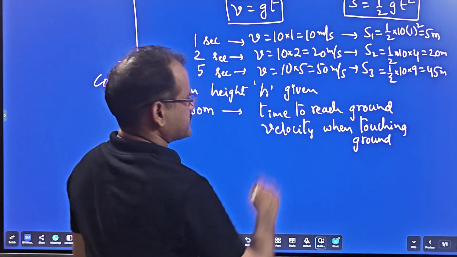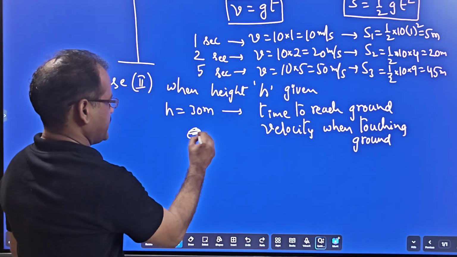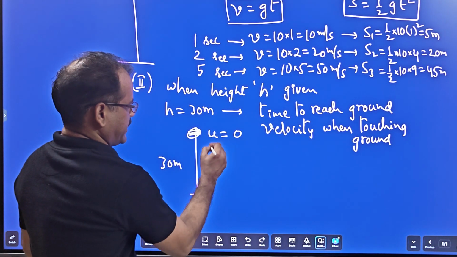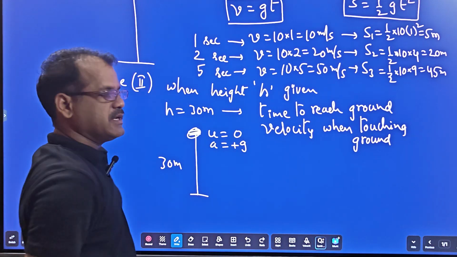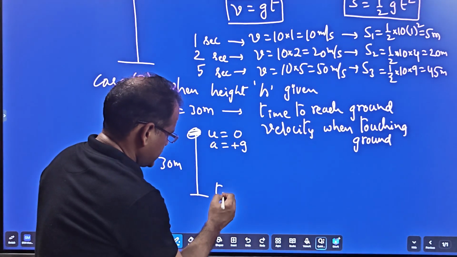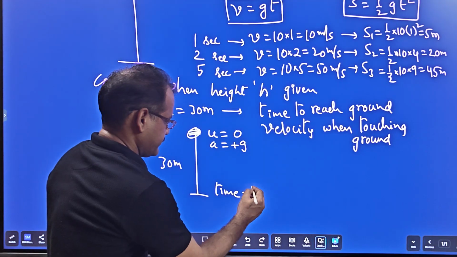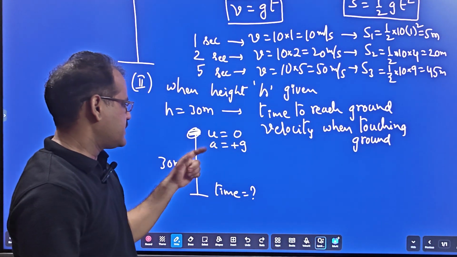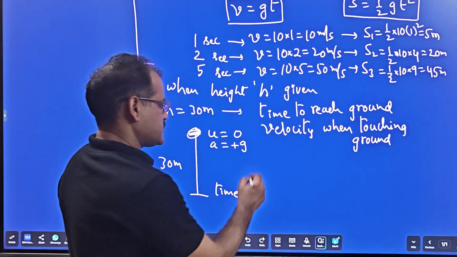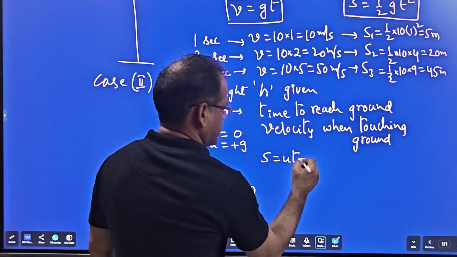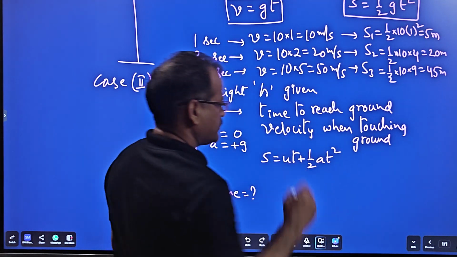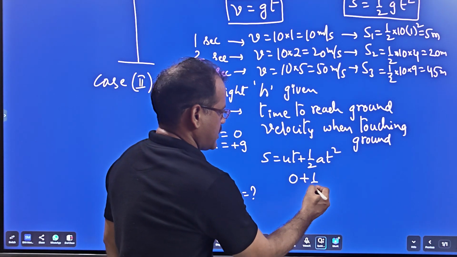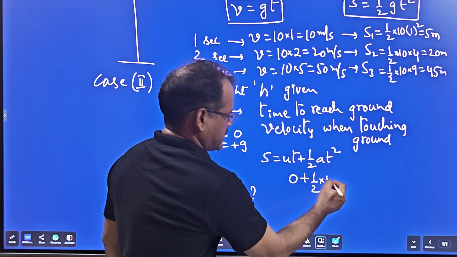So first question, time to reach ground. It is dropped from 30 meters. Dropped means u value 0, acceleration value plus g, we know. Now while touching ground, how much time taken? Here time is unknown, u is there, height is there, acceleration is there. The suitable equation of motion is s = ut + half at square. If you substitute the values, u value 0, so the first term is 0, and half a, where a is g, nothing but 10.